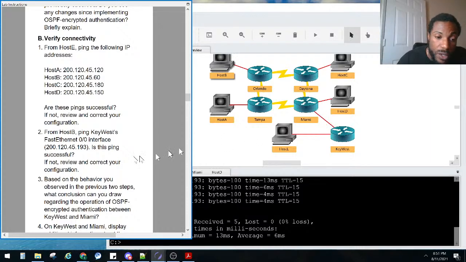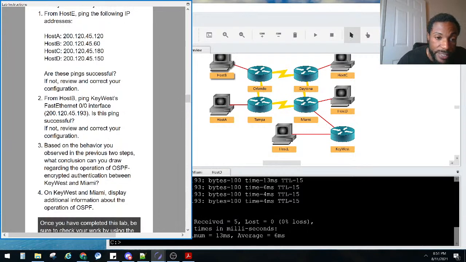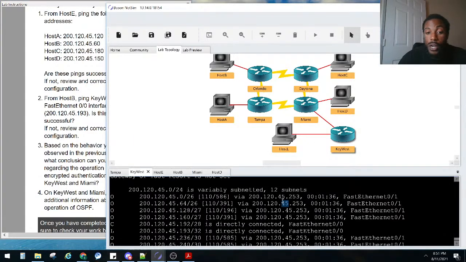One way to verify that, though, which is probably what they're going to ask us right here. There it is. On Key West, display additional information about the operation of OSPF. So we go to Key West, the same command that I told y'all earlier.